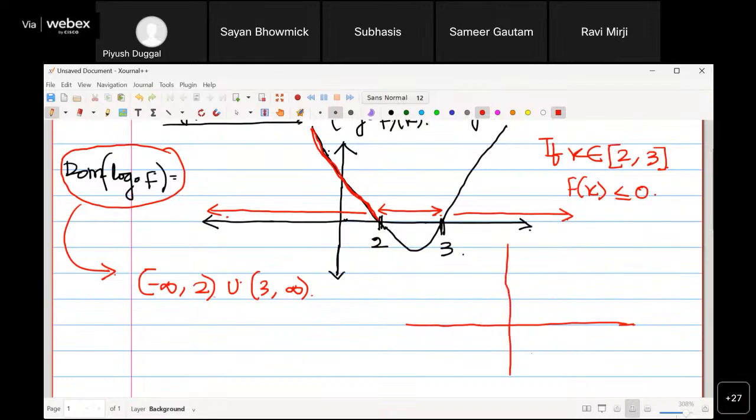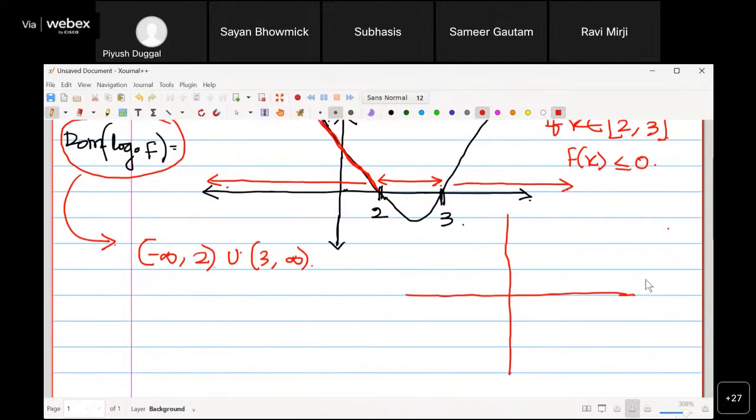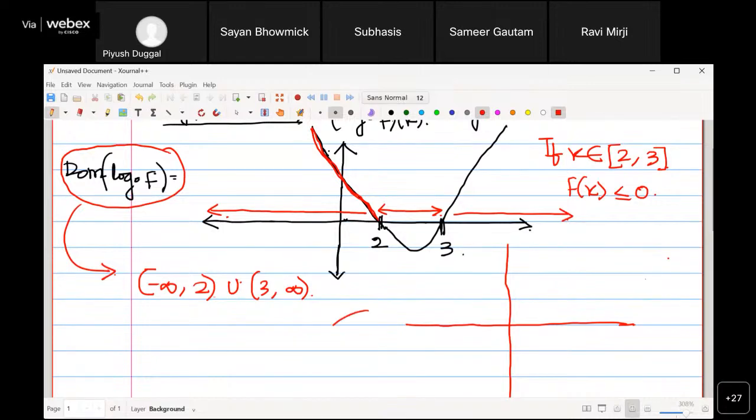Suppose I want to study, not the proper graph, but let's say some kind of asymptote. Let's say log of f of x. One thing I know is that this log of this function is basically not defined in this region, right? Yes, sir. Not defined in this region, so this is 2 comma 3. Okay.